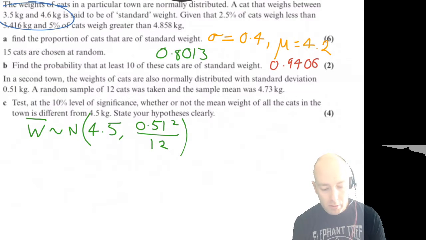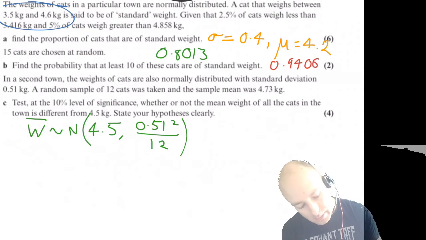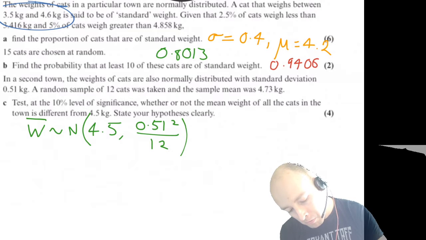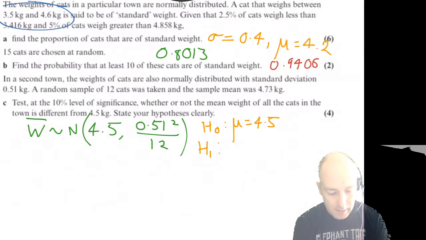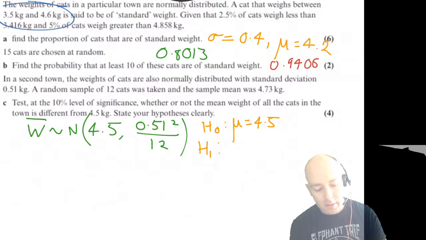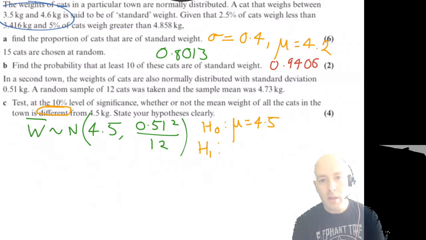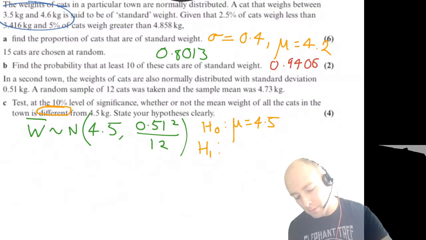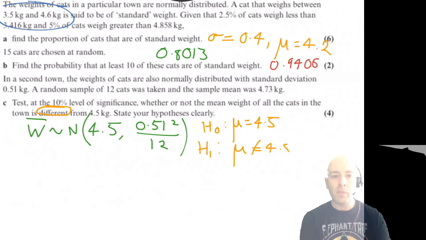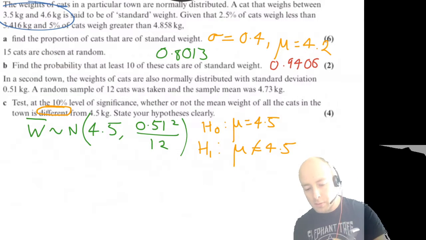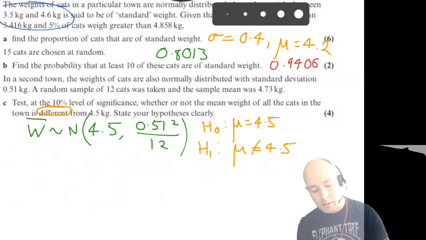And what are we trying to do? Yeah, so we're trying to do a test. So we need to state our hypothesis. So our null hypothesis is that the mean is 4.5. And our alternate hypothesis, if we read through, I can't remember what it is. Yeah, we're testing whether it's different. So different means it's a two-tailed test. We're testing whether mu is not equal to 4.5. So we're going to test at 10% level. So we need to do a lower and an upper tail, 5% each.